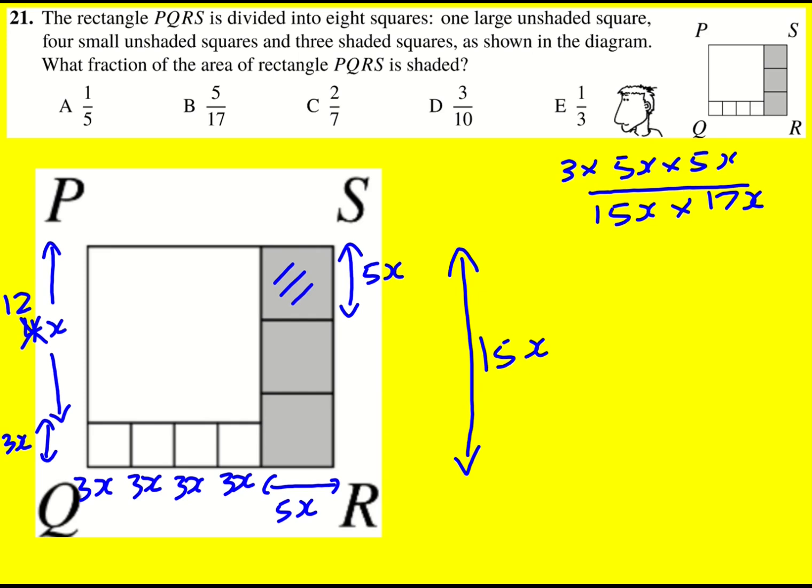So what we see is that the x's all cancel. It's actually independent of x. And then 3 times 5 will cancel with the 15. Of course, you can multiply it all out and then cancel it down, but this is far better. And then we're left with simply 5 over 17. Nice.